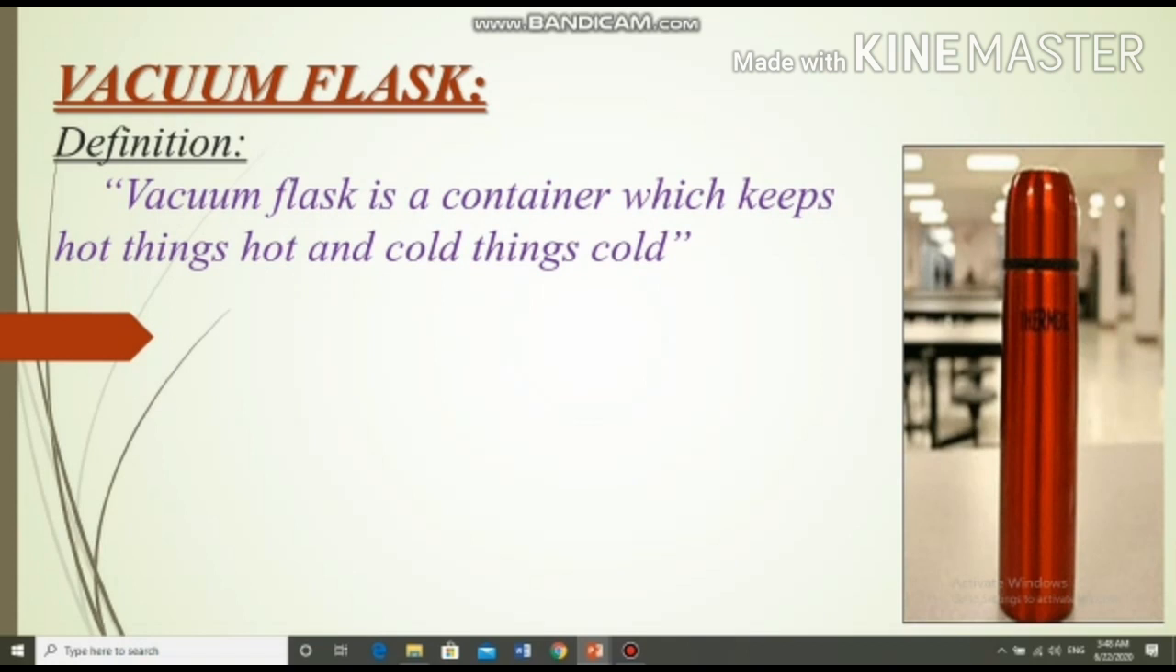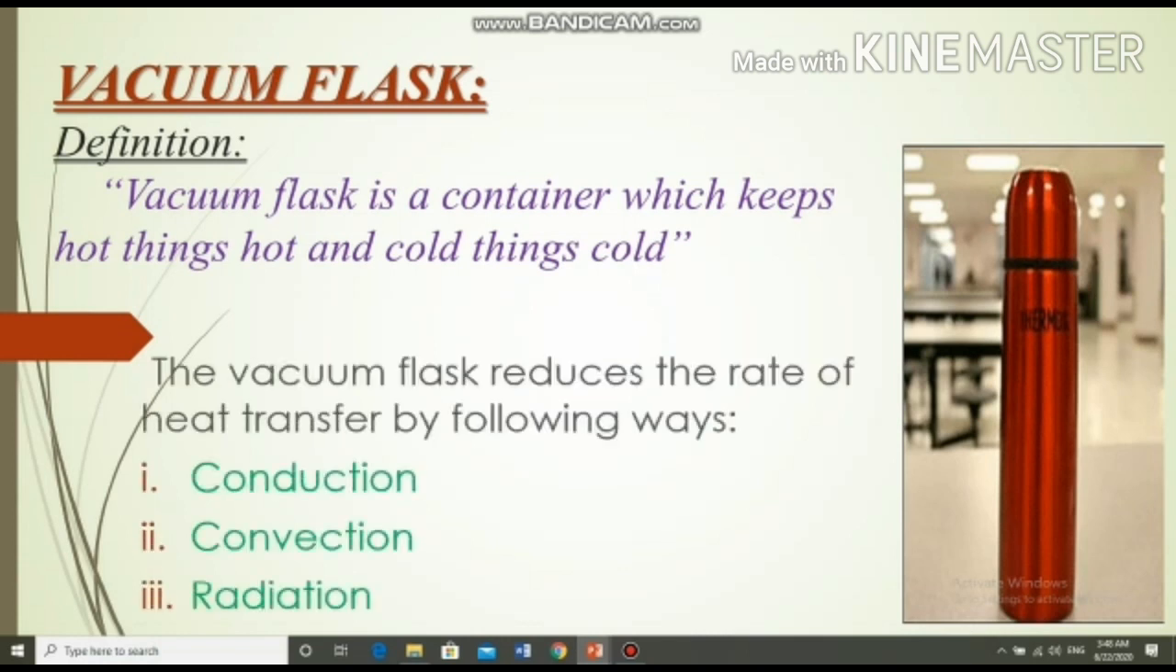This vacuum flask or thermos flask can be defined as a container which keeps hot things hot and cold things cold in it. This bottle is specially made for reducing the transfer of heat energy by all three methods of heat transfer, that is conduction, convection and radiation.